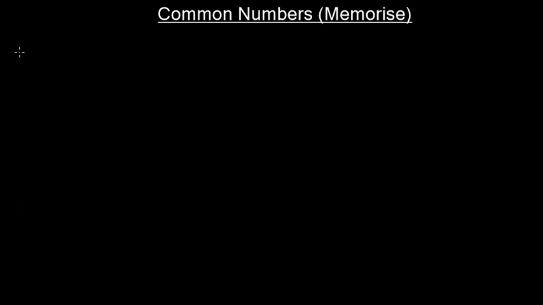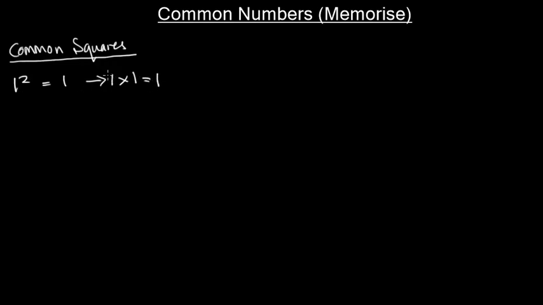Alright guys, now we'll be looking at some common squares, again part of the common numbers to memorize. First off, we are going to start off with 1 again. 1 squared is 1. All this is saying is that there are 2 lots of 1 multiplied with each other. So 1 times 1 is 1. So 1 multiplied by itself is always 1.